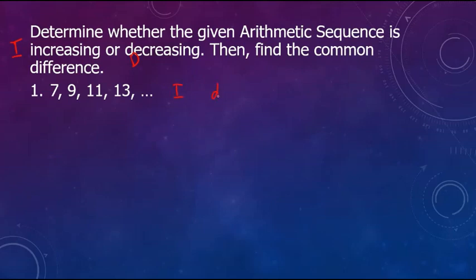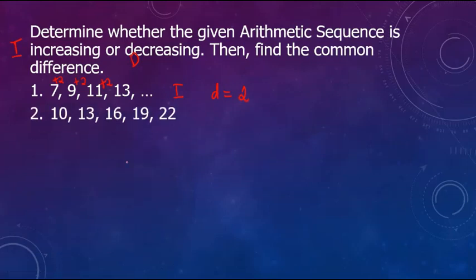So, therefore, this is increasing. And what is D? Or what is the common difference? So, 7 plus 2, you have 9. 9 plus 2, you have 11. 11 plus 2, you have 13, and so on. So, therefore, the common difference is 2. O, check nyo nga, again, from our definition, when we say increasing arithmetic sequence, the common difference must be positive. O tama naman, increasing siya, dapat positive. So kung decreasing siya, dapat negative.